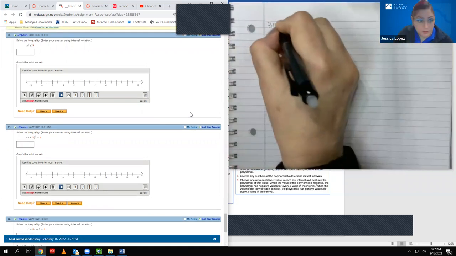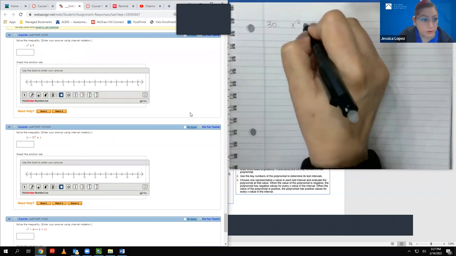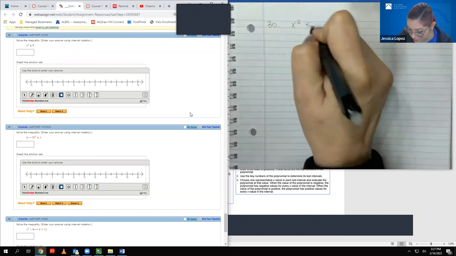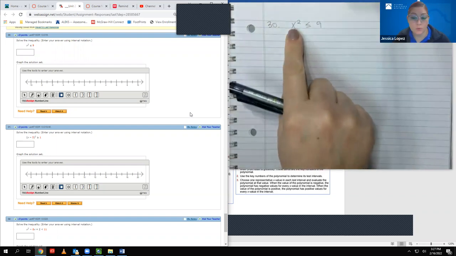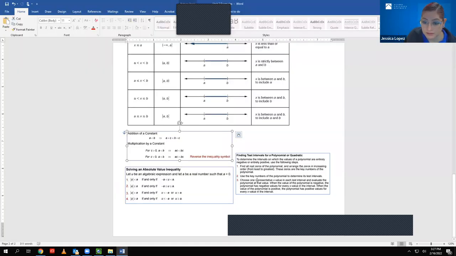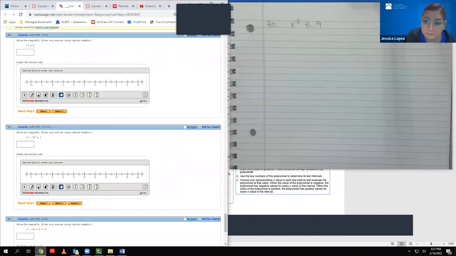So now 30 says to solve x squared less than or equal to 9. Now this is not a linear, this is a quadratic, okay? When you have a quadratic, you have to follow this process. It says find all the zeros of the polynomial, arrange it in increasing order from least to greatest, and then the zeros are going to be the key numbers. You're going to use the key numbers to break it up into intervals, and then you're going to test the next value in each interval, okay?